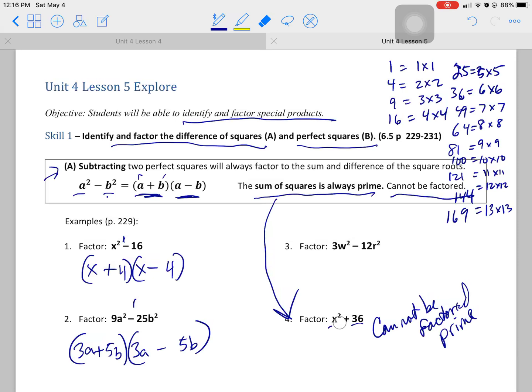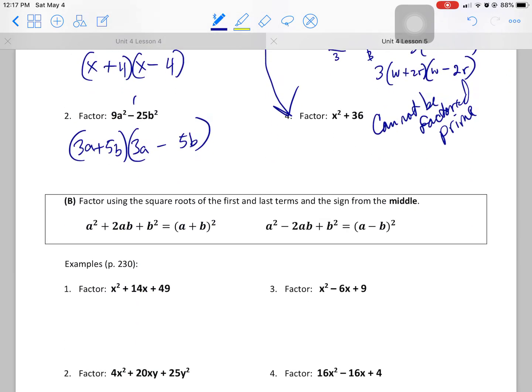Look at this one. The 3 is not a perfect square. But don't forget, you're still looking for GCFs. So if you take the 3 out, what are you left with? 3 times w squared minus 4 r squared, right? That reduces to a 4. So that's a perfect square minus a perfect square. So my final answer would be the root of the first, the root of the second, a plus and a minus. Done. Okay? And you cannot factor a perfect square plus a perfect square. Just perfect square minus a perfect square.